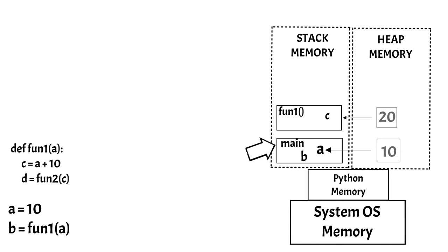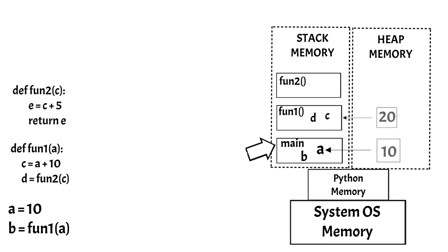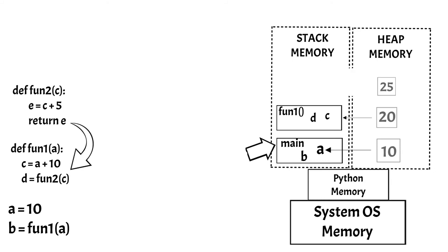In the next line, function2 is invoked, which accepts variable c as an argument, which is referenced to variable d, due to which the state of variable d will be maintained in the function1 stack, and a new stack will be created for function2. Now function2 adds 5 to the input argument, which means that a new value will be created in the heap memory as integer object 25, and it will be referenced to the variable e in the function2 stack. On completion of function2 execution, the returned value is handed over to variable d in the function1 stack. Now the stack frame for function2 is no more required, and it is removed from the stack memory.